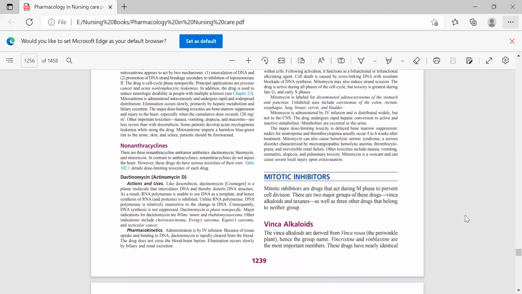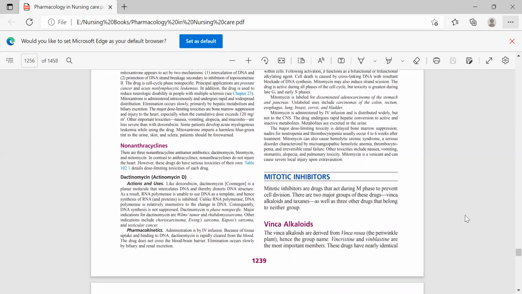Non-anthracyclines. The second group of anti-tumor antibiotics is non-anthracycline, and the drugs available in this group are dactinomycin, bleomycin, and mitomycin. In contrast to anthracyclines, non-anthracyclines do not injure the heart. But the drugs do have serious toxicities of their own. Dactinomycin is one of the drugs, which is also called actinomycin D.